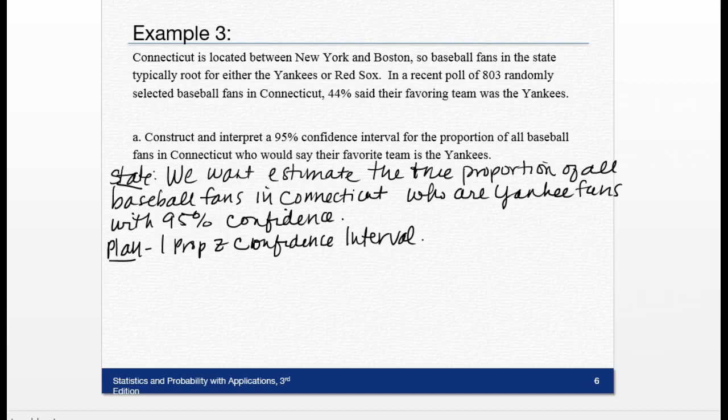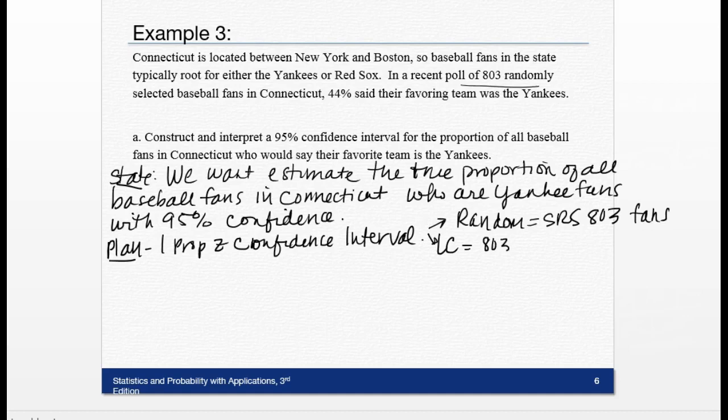If our conditions are met. The first condition is random. Do we know if this is a random sample? It says poll of 803 randomly selected. Okay, simple random selected sample of 803. Okay, fans. Large counts.